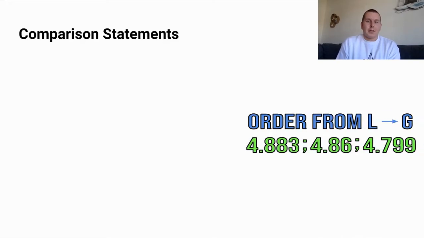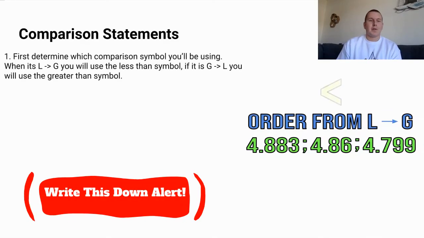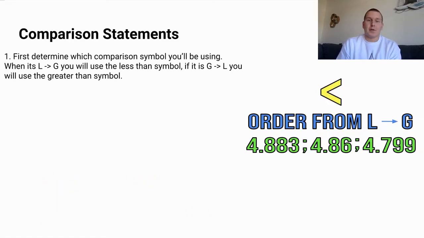So let's say we wanted to order some numbers from least to greatest, and we have a couple of random numbers here. Our first step is to determine which comparison symbol you'll be using. When it's least to greatest, you'll use the less than symbol. If it's greatest to least, you will use the greater than symbol. So since we're ordering from least to greatest, we're going to use the less than symbol. Remember, the less than symbol kind of looks like an L, and it does matter which way it's open towards. The way I remember this is if it starts from least to greatest, I'm going to use the less than. L's first, so less than. If it's greatest to least, then it starts with the G first, so I'll use the greater than symbol.